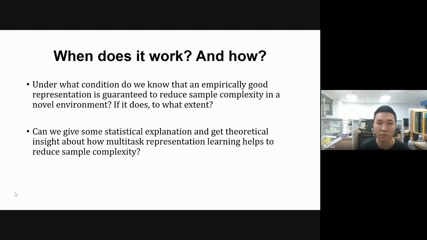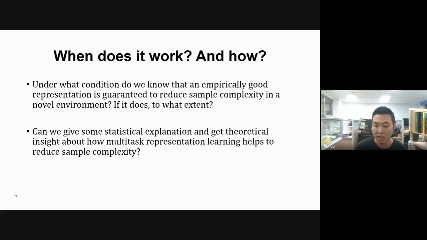So basically, our work hopes to answer these two questions. The first question is, under what condition do we know that an empirically good representation is guaranteed to reduce sample complexity in a novel environment? And if it does, to what extent? The second question is, can we give some statistical explanation and get a theoretical insight about how multitask representation learning helps to reduce sample complexity?